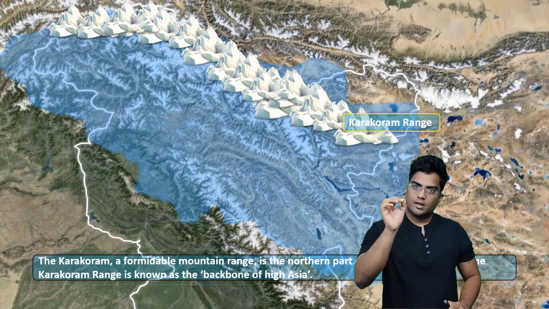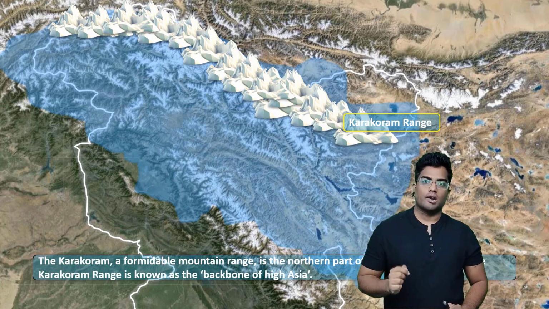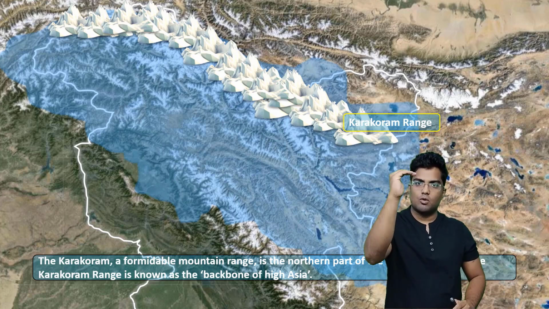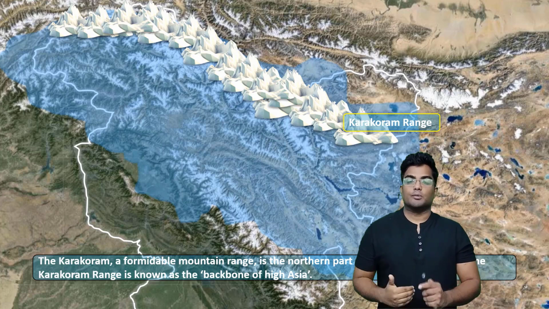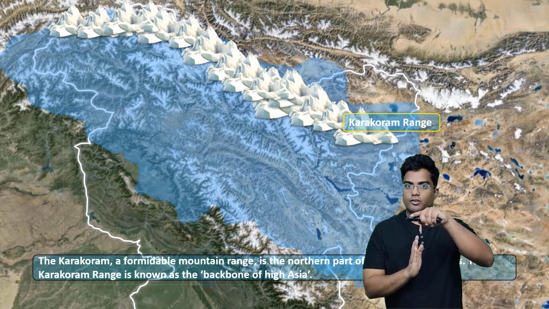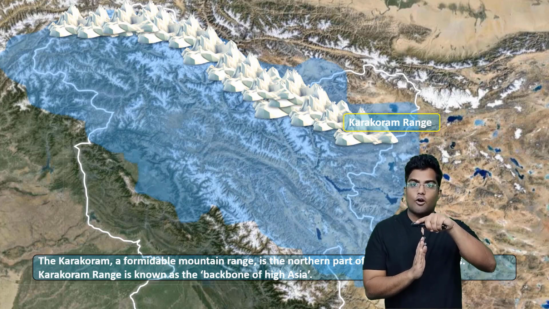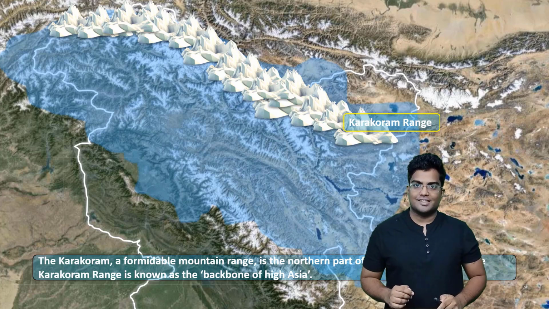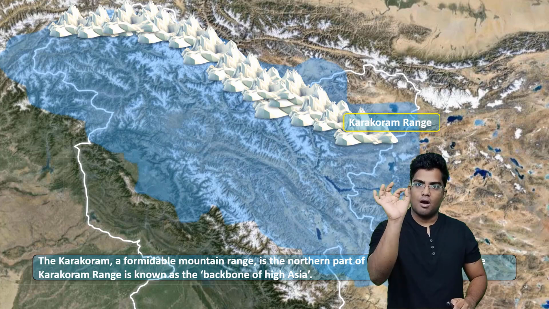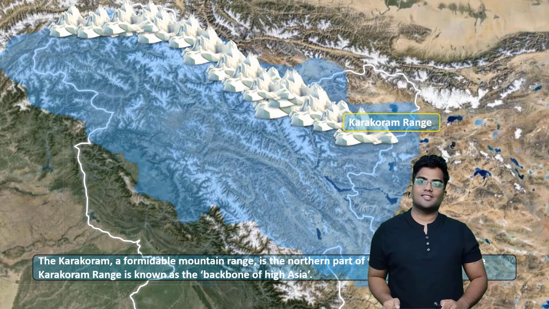As it happens, the Trans-Himalayas is the northern part of the Himalayas. So essentially, the Karakoram range is the most northern part of the Himalayas. Let me repeat it again. You have the Himalayas, and the northern part of the Himalayas is the Trans-Himalayas. The northern part of the Trans-Himalayas is the Karakoram range. So essentially, the Karakoram range is the most northern part of the entire Himalayas.